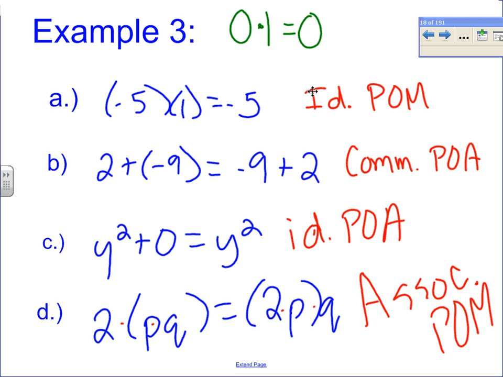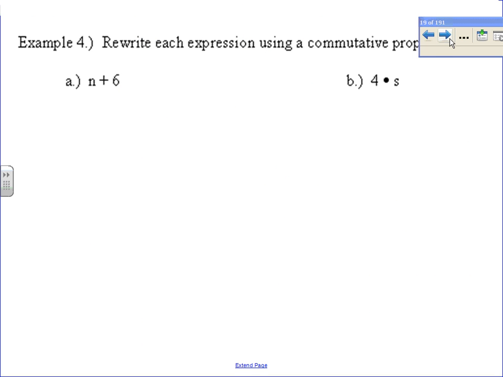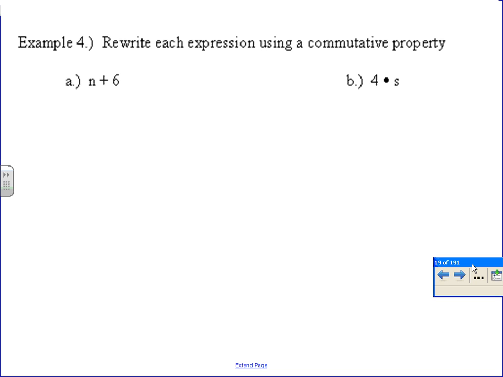Okay, let's go to example 4 from the warm-up. Okay, rewrite each property using a commutative property. Alex, how can we rewrite this so that it still represents commutative property? Okay, you can tell us. N plus 6 is the same thing as what? Good job. So using the commutative property, flip them around. The order you add numbers does not matter.